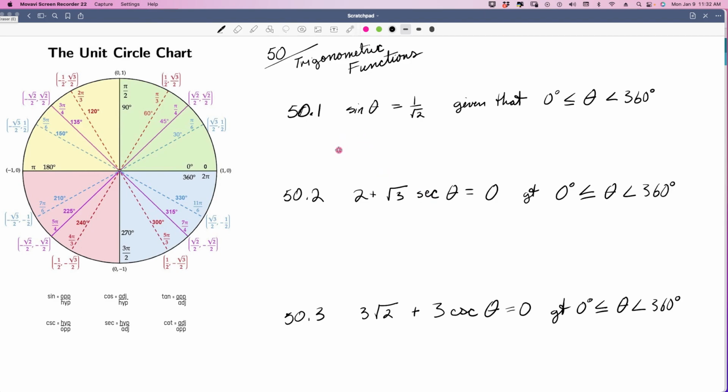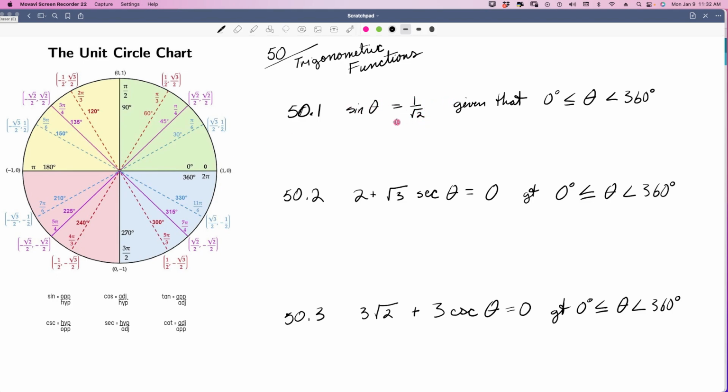So let's just jump right into 50.1, and we have the sine of theta is equal to 1/2. We have to find theta. That is what we're trying to solve here. And we are given that theta lives between 0 and 360 degrees. So that's great because that's exactly what our unit circle depicts, one rotation around the Cartesian coordinate system, 0 to 360. So we can easily do this.